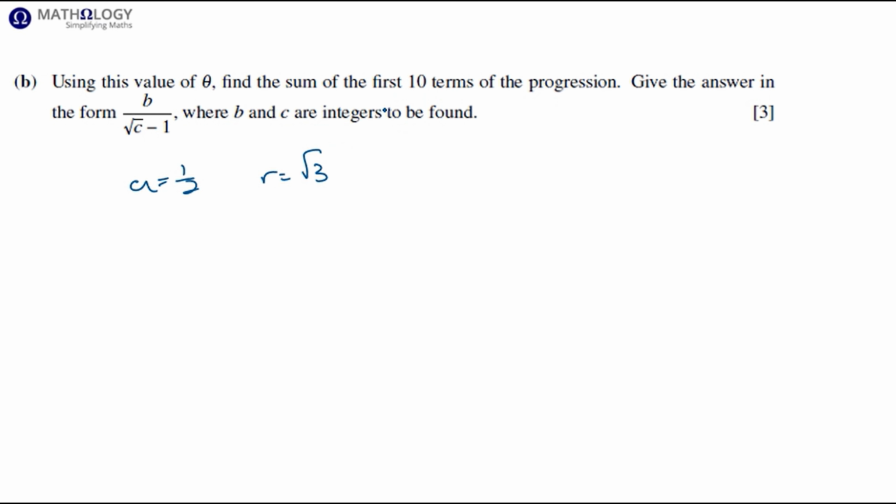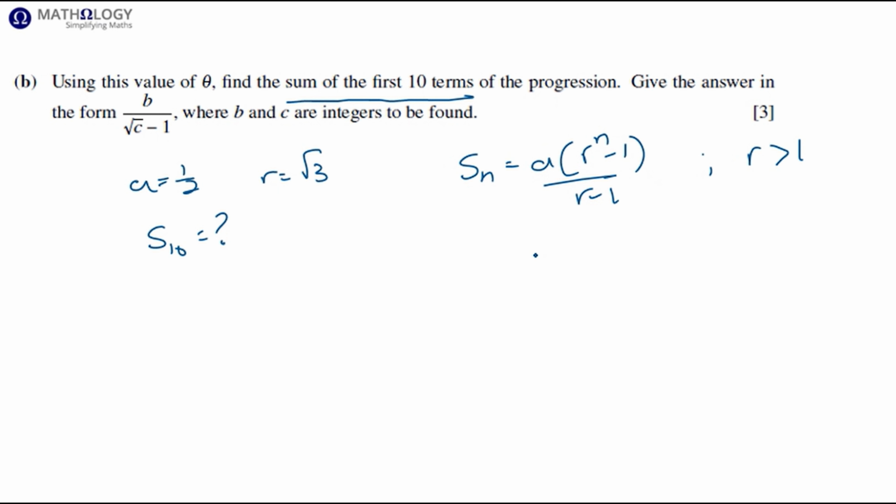Now we're required to find the sum of the first 10 terms of that expression. So we want the sum to 10 terms. There are two expressions for the sum to n terms of a geometric sequence. The first one is a times r to the n minus 1 over r minus 1, where r is greater than 1, and the other is a times 1 minus r to the n over 1 minus r, where r is less than 1. Now r is root 3, which is greater than 1. It's approximately 1.73. So we're going to be using the first expression.